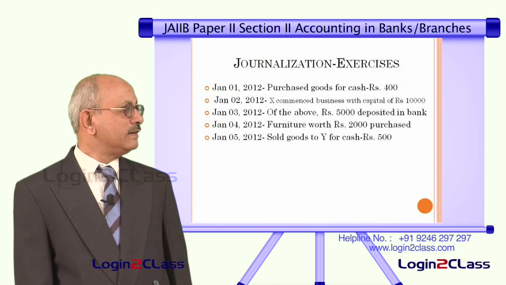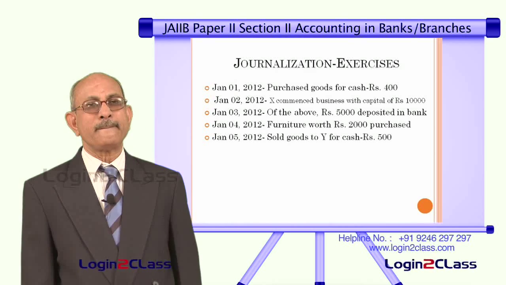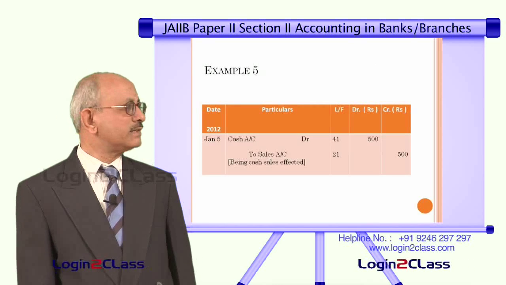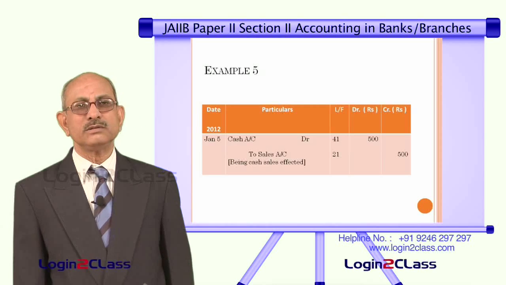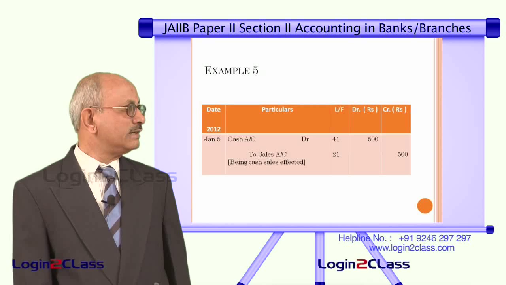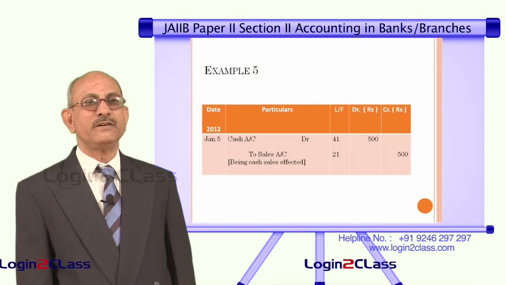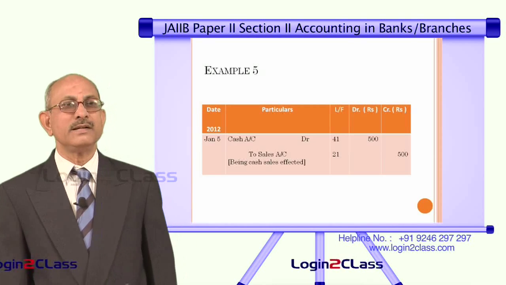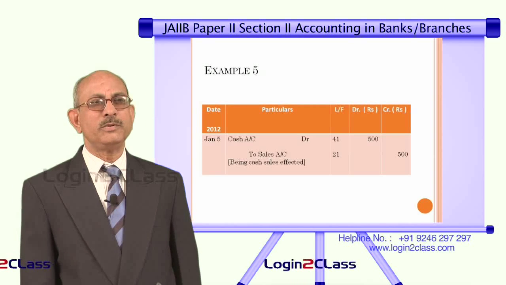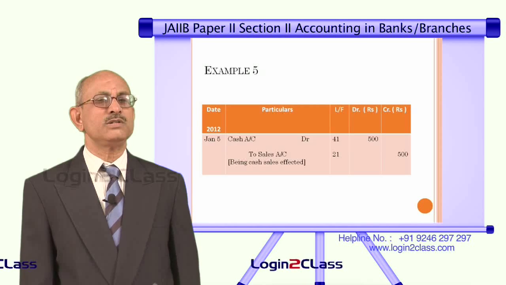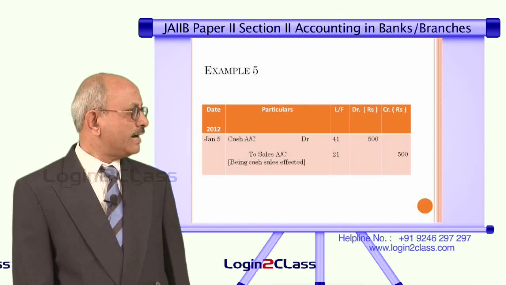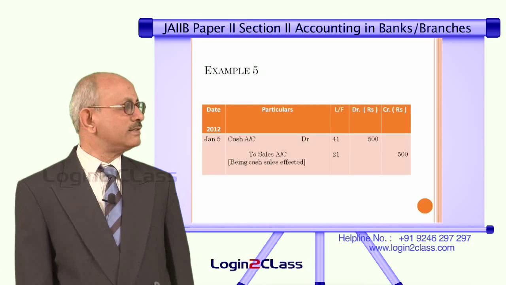Sold goods to Y for cash rupees 500. Here, first identify the two accounts which are getting affected. One is sales account, because the entity has sold certain goods. Then cash account is affected because it is sold in cash. The entity has received cash for selling the goods. So both these accounts have to be either debited or credited. Sales account is what? It is a nominal account because it relates to income, and cash account is a real account because it relates to asset.